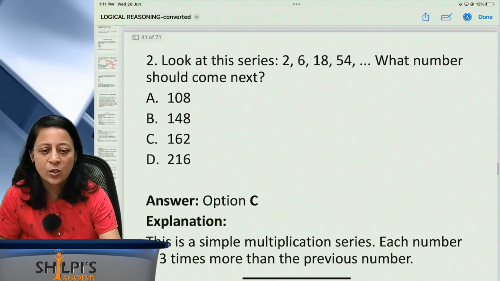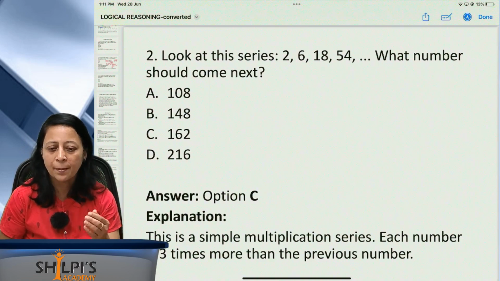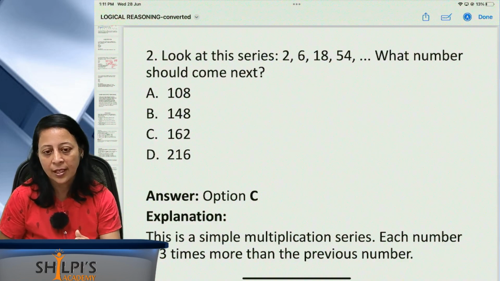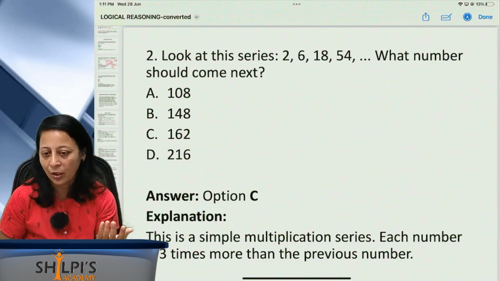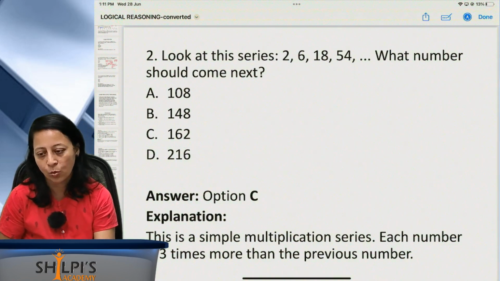Look at this series 2, 6, 18, 54. What number should come next? Okay. So, first find the relationship. This is a simple multiplication series. You are multiplying by 3. 2 into 3 is 6, 6 into 3 is 18, 18 into 3 is 54, 54 into 3, of course, the answer should be 162. So, that will be the answer.